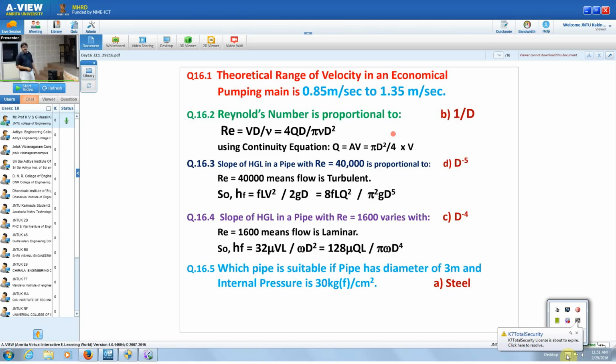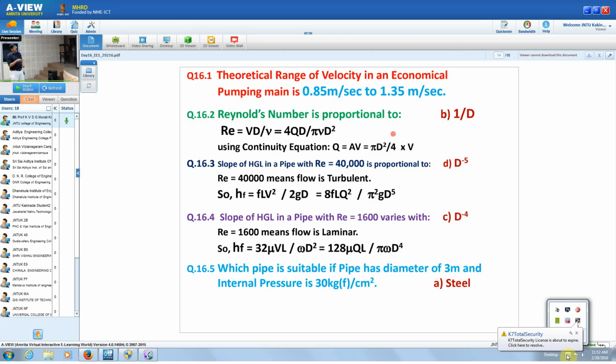Another pen, red. So this becomes 4 into Q into D by pi nu D square, because velocity is equal to discharge by area, Q by pi D square by 4. So Reynolds number is proportional to Q to the power of 1 and 1 by D. So the answer is 1 by D. Don't give the answer just by looking at the formula; anybody will do that. In the GATE examination you have to think a bit further. Once you know it, you can solve so many other problems.